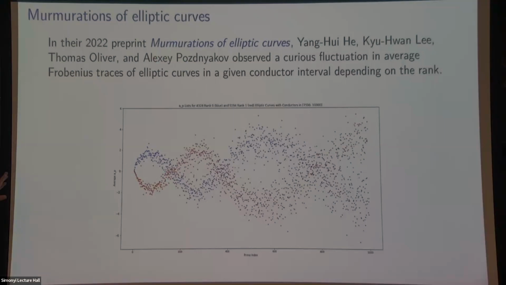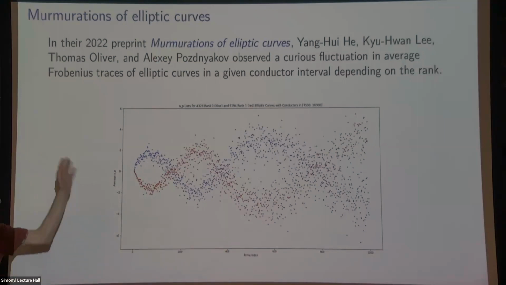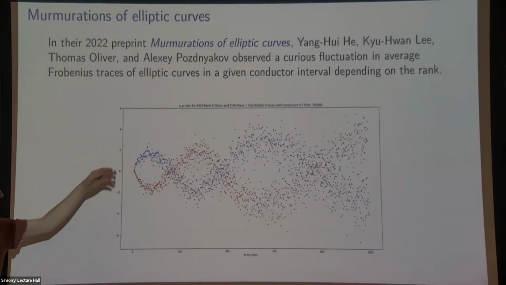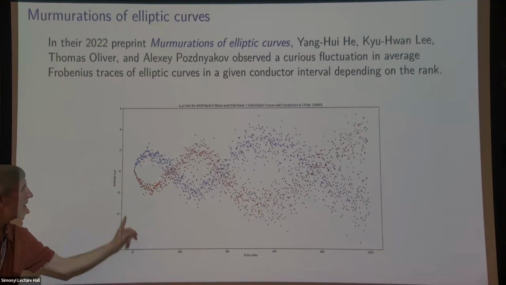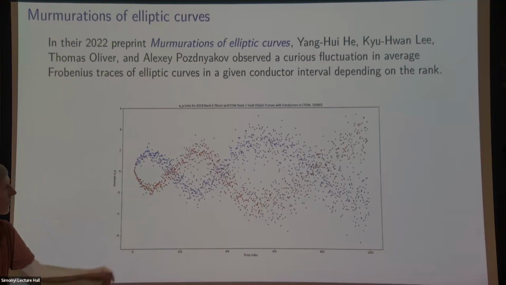So what you're seeing in this picture here is we're taking a family of elliptic curves with conductor ranging from 7,500 up to 10,000, and then dividing them by rank. There's about 4,000 of rank 0 and about 5,000 of rank 1. And then for each prime p going up to 1,000 in this picture, we compute the average value of a_p for all the rank 0 curves, and the average value of a_p for all the rank 1 curves. And we'll put a blue dot at p, or I think this is actually the index of p, and the average value if it's from the rank 0 set, and a red dot for the rank 1 set.